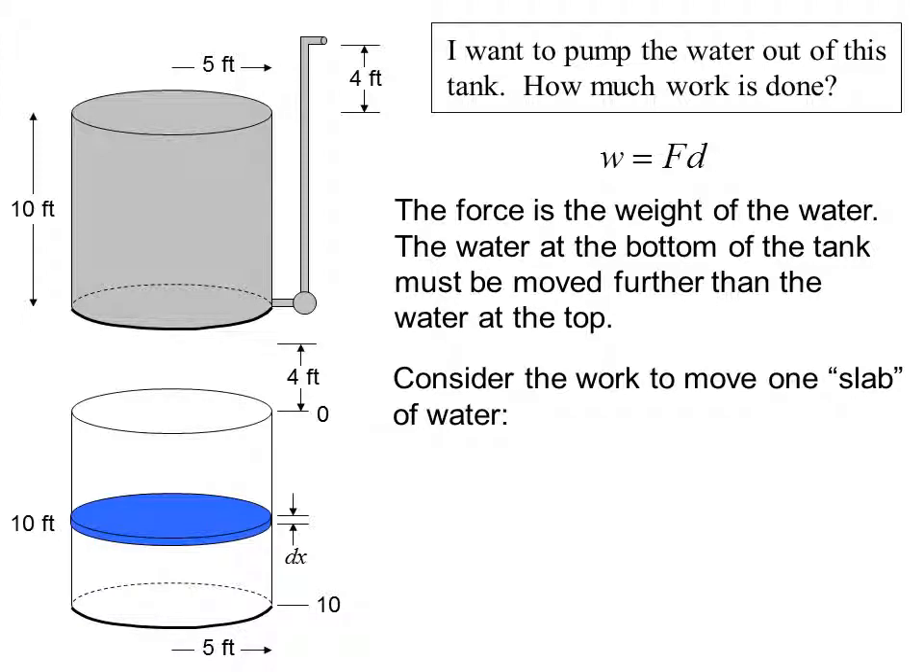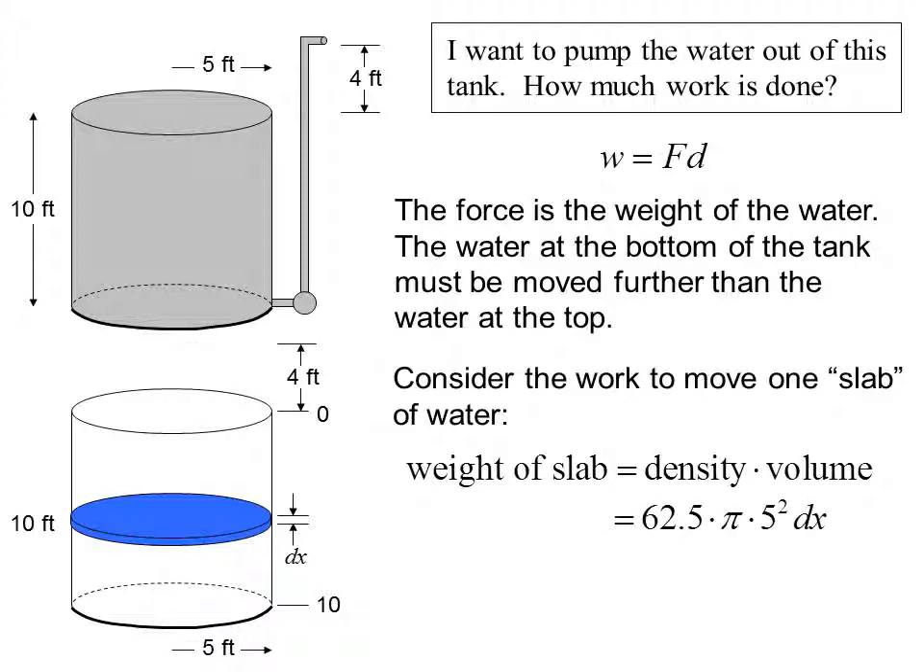Consider the work to move one slab or slice of water. The weight of the slab equals the density times the volume, or 62.5 times pi times 5 squared dx, which is 1562.5 pi dx.